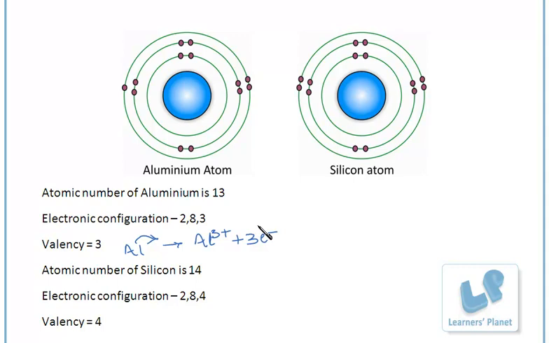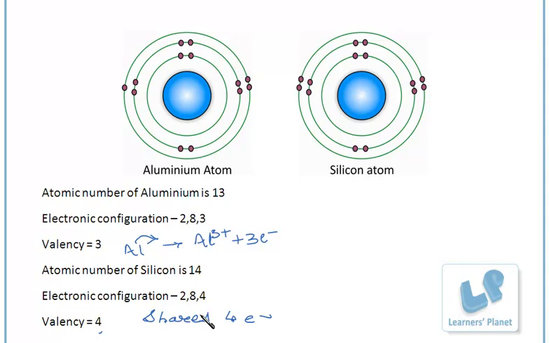So now these were the cases where electrons are lost. But see, this is the silicon atom. The atomic number of silicon is 14. Electronic configuration is 2, 8 and 4. Now in this case, what happens? It is very difficult to lose 4 electrons or gain 4 electrons. So what silicon does is, it shares its 4 electrons.